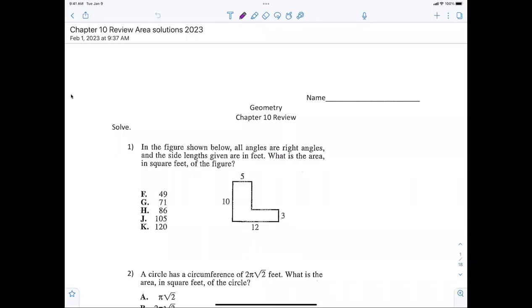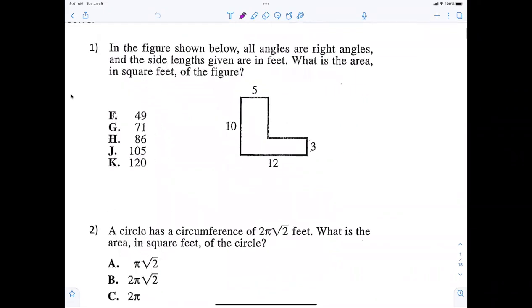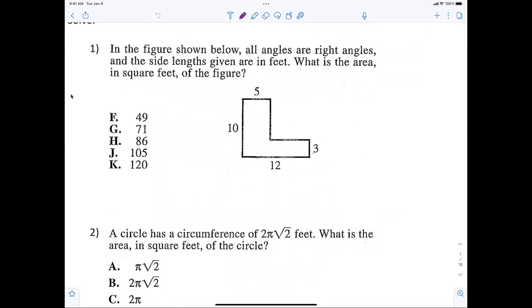Okay, here we go, guys. I really don't think this is a difficult one here. All you got to do is remember to try to break it up. All right, so what's our answer for number one? Is everybody happy with 71?